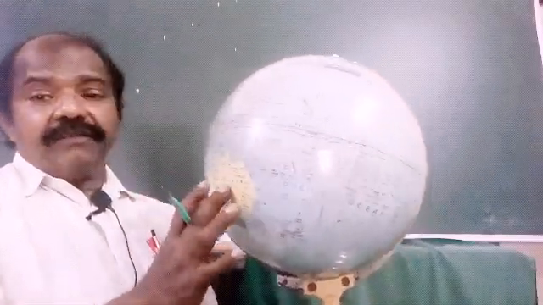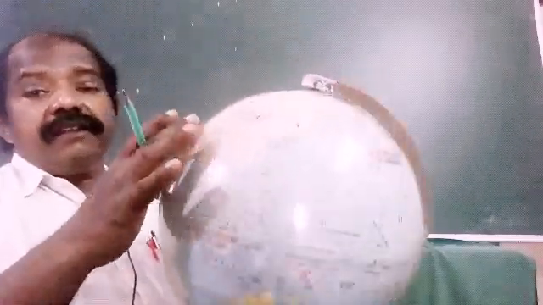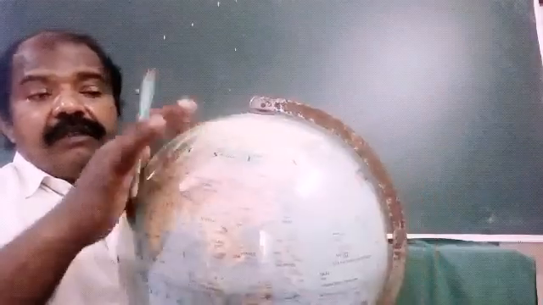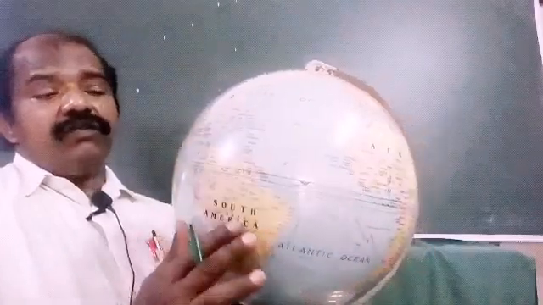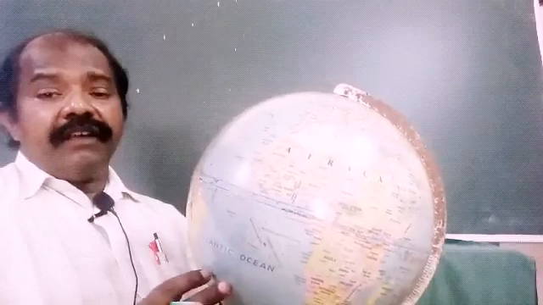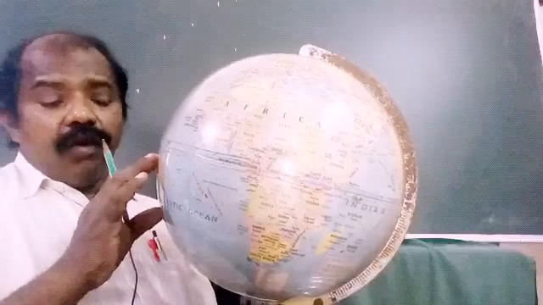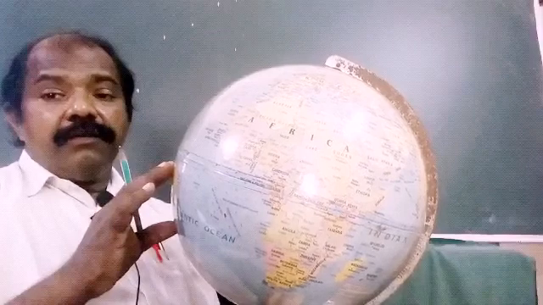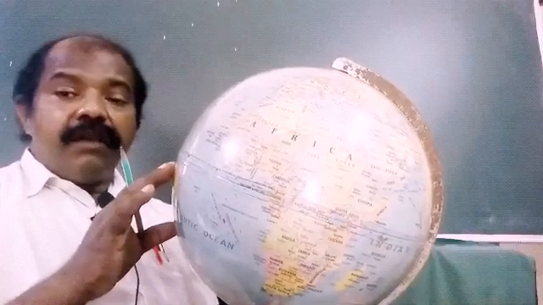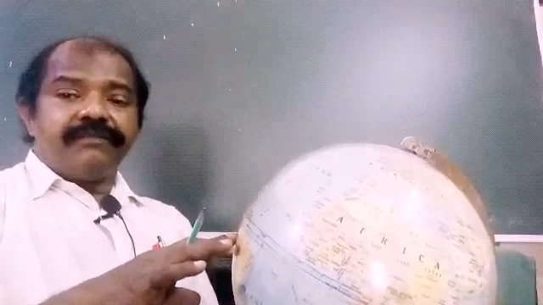Other regions, some other colors you can see: this, and here, this, this, and this. These kinds of colors show what? Land on the earth. The landforms on the earth are shown by these colors. So by observing a globe, we can understand how much part is covered by water, how much part is covered by land.